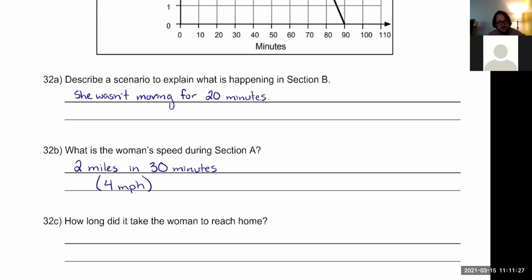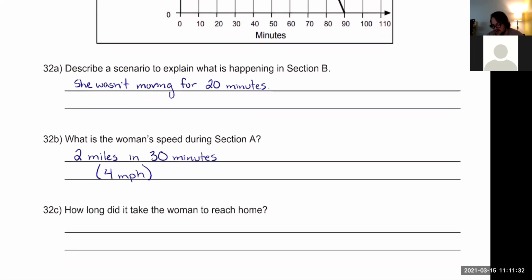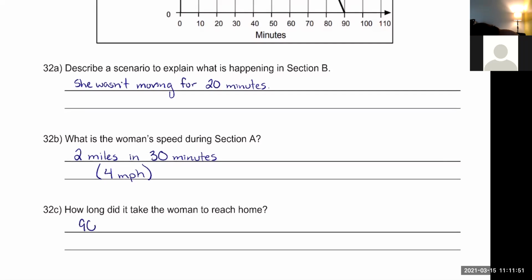Last question. How long did it take the woman to reach home? 90 minutes. Why do you say 90 minutes? Because that's when it stops, I think. Well, very literally, that is when the graph stops. But let me ask you, at 90 minutes, how far was she from home? 0 miles. That must mean she's at home. So 90 minutes is how long it took her, an hour and a half. Good. So not really any math involved there. Really, it's just identification.